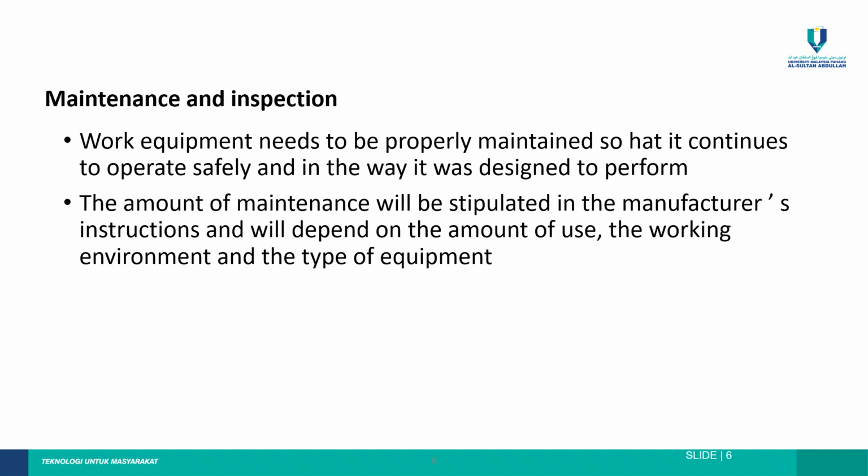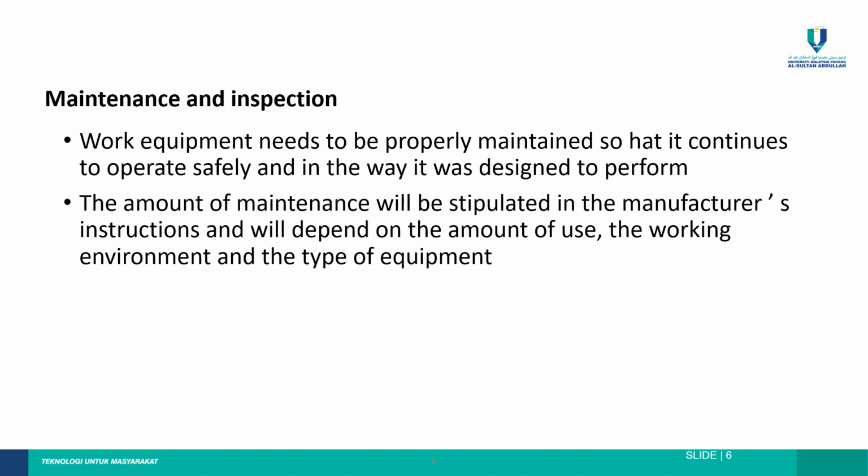Next is maintenance and inspection. So the equipment must be properly maintained. This is to ensure that it can be operated safely and as it is designed to. So how should you know how to do the maintenance? It could be stipulated by the manufacturer's instruction. It also depends on the amount of use, working environment, and also the type of equipment.